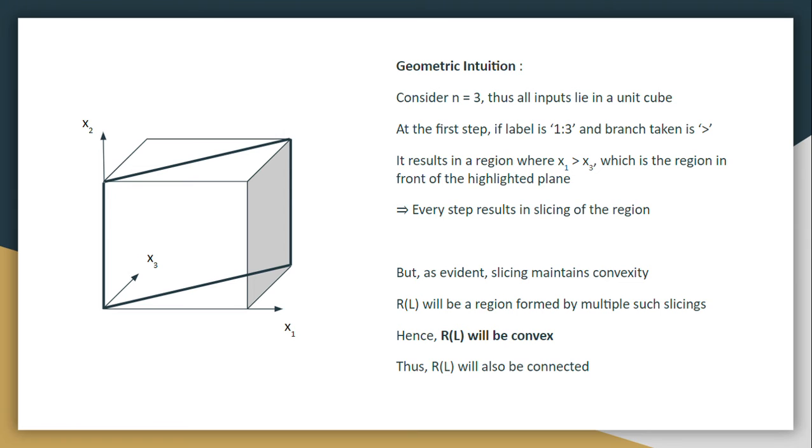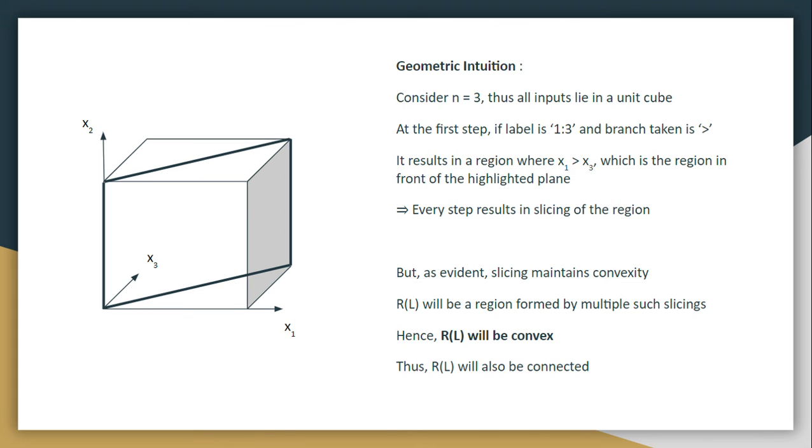We can also visualize this with some geometric intuition. Okay. For this example, we'll consider n is equal to 3. So there are 3 elements in the input. For x, it will be x1, x2, and x3. And all the inputs lie in a unit cube as per our interpretation. So at the first step, let's say if the label is 1 and 3 and the branch taken is the greater than branch, let's say for example.